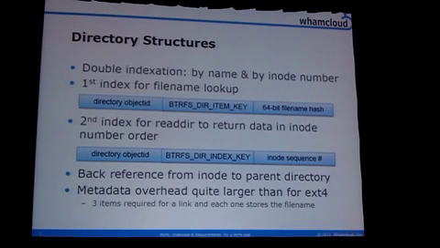For the directory structure, btrfs uses two indexes. The first one is for lookup, and the second one is for readdir, to return inodes in inode number order. This is to read inodes sequentially on disk. But btrfs uses a third type of item for directory entries: the back reference. This is general to how btrfs works. Each time there is a reference from a parent object to a child object, there is also a back reference from the child object to the parent object.